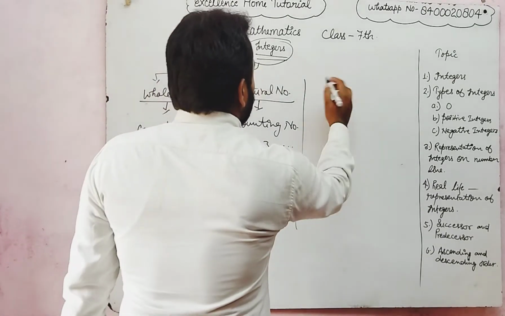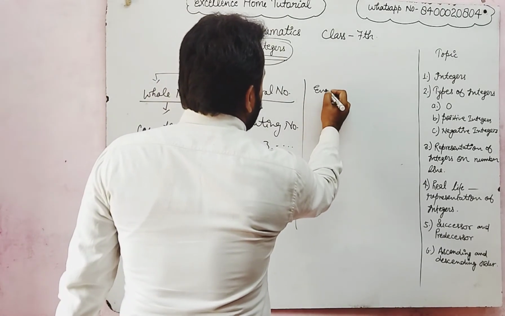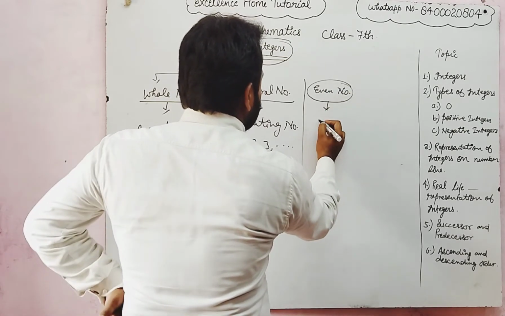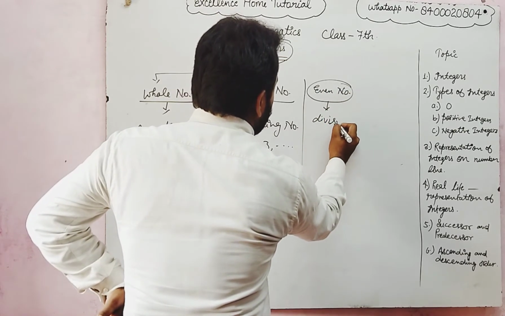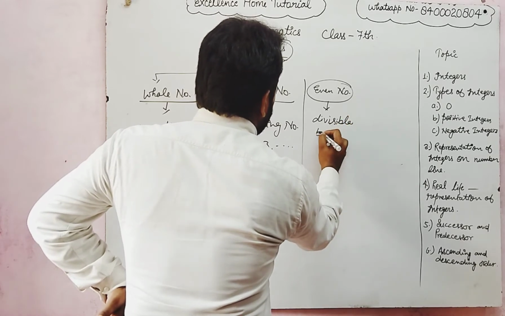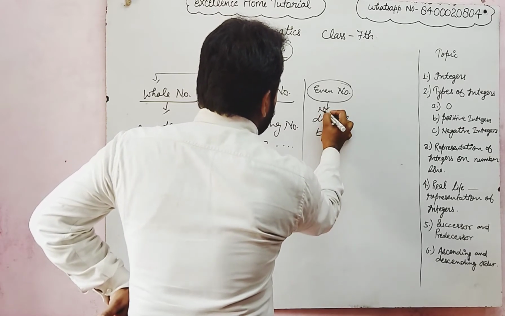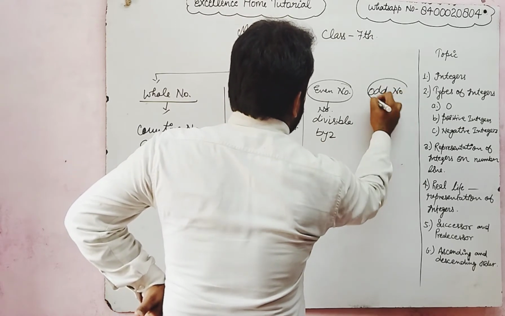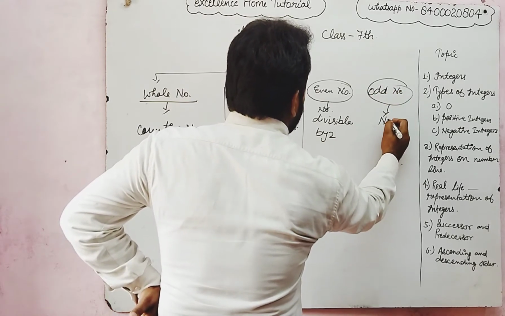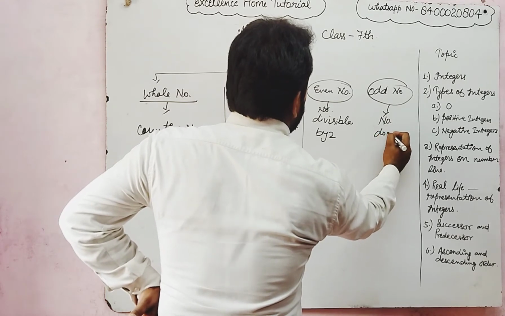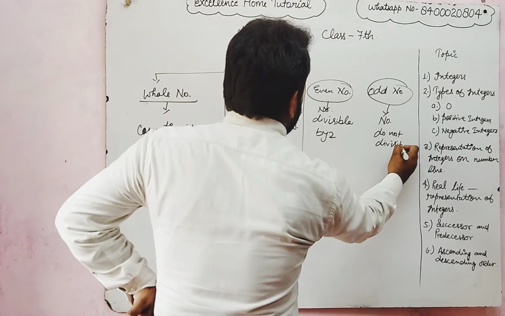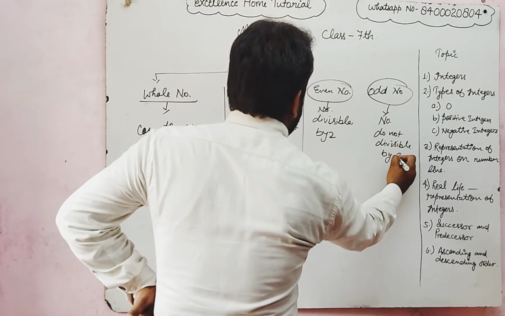After that, we have to study even numbers. An even number is a number which is divisible by 2. Odd number: a number not divisible by 2.